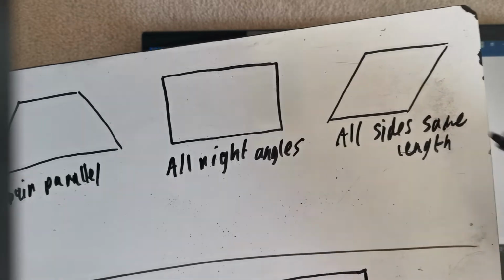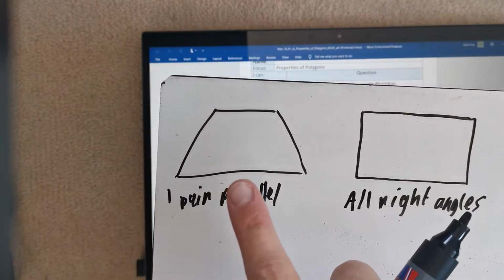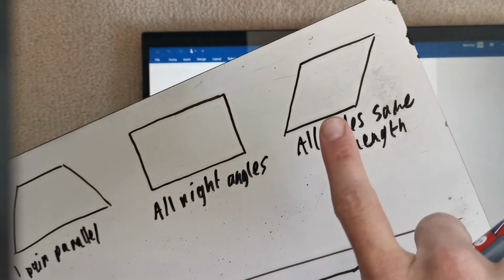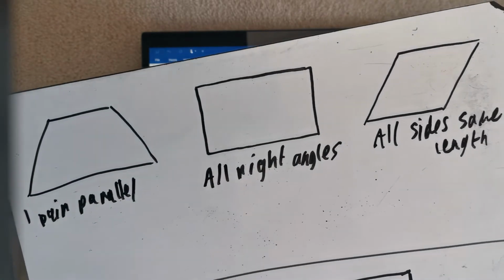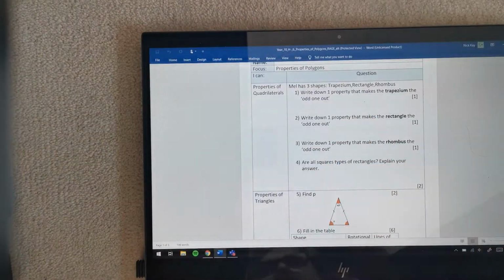You could say that it's got... No, actually, hang on. That one's got two obtuse. That one's got two acute. That one's got two acute. Two obtuse. Okay, ignore that one for the first one. But lots of different answers there. Okay, that's question 1, 2, and 3 done.